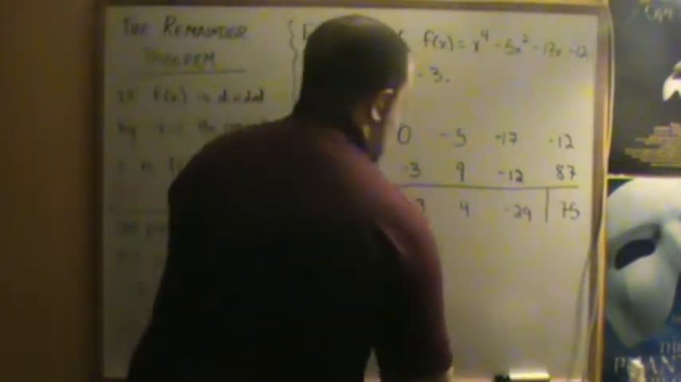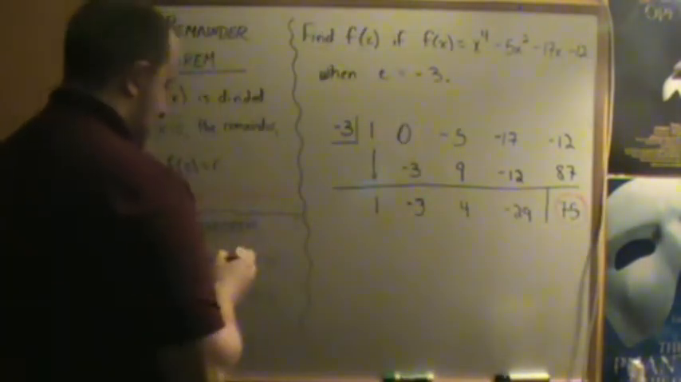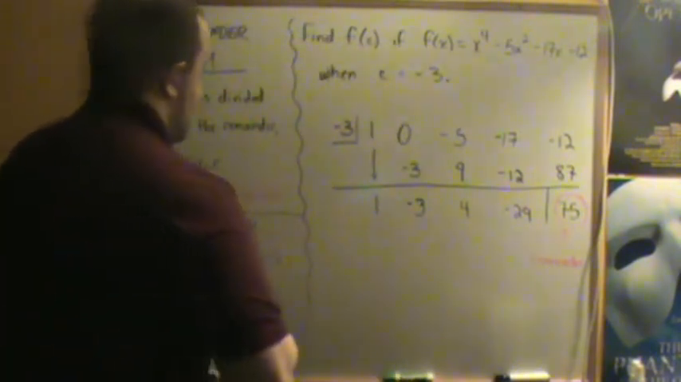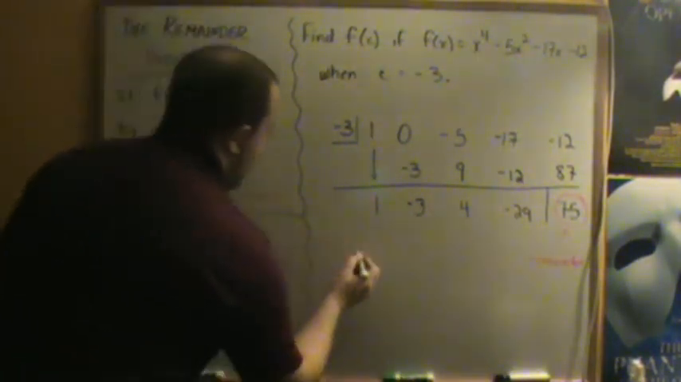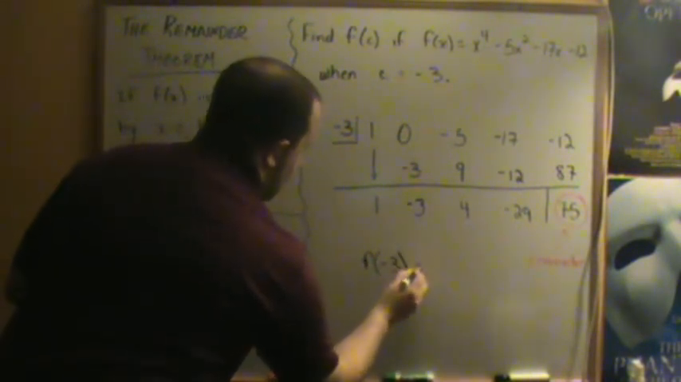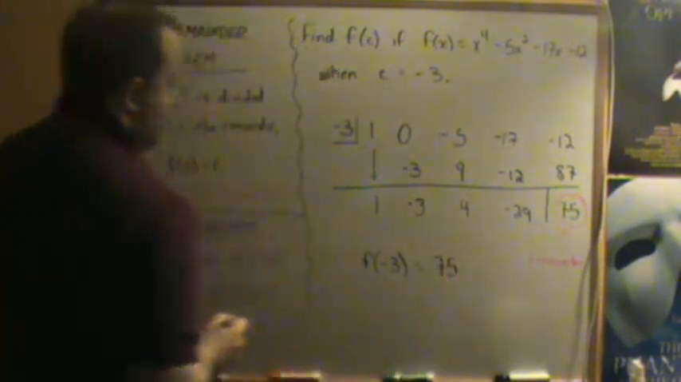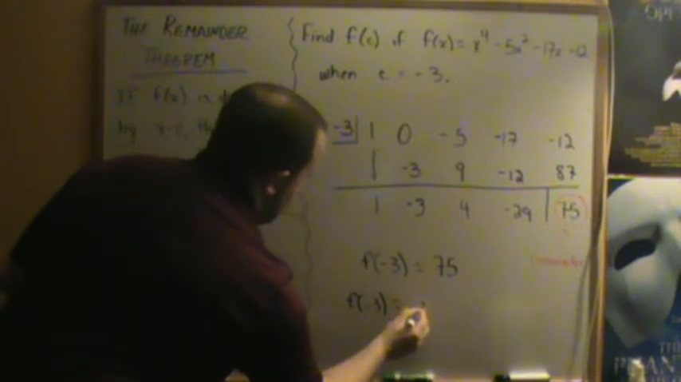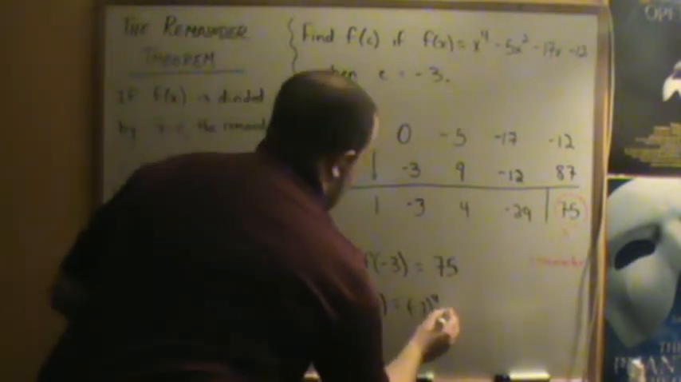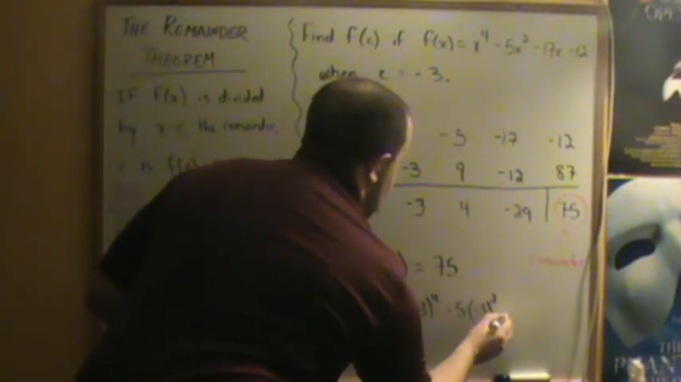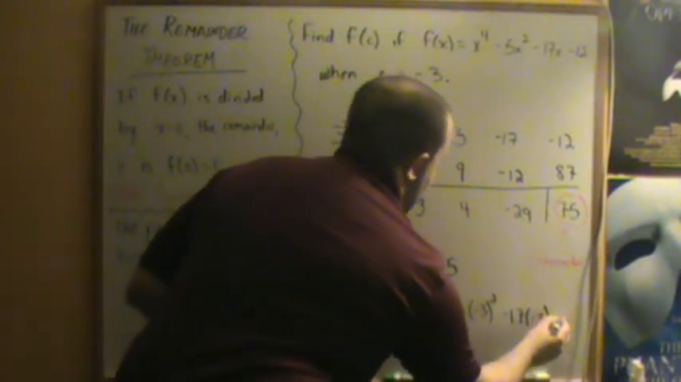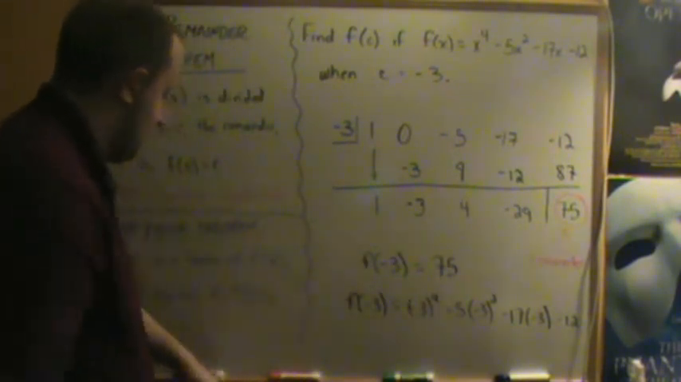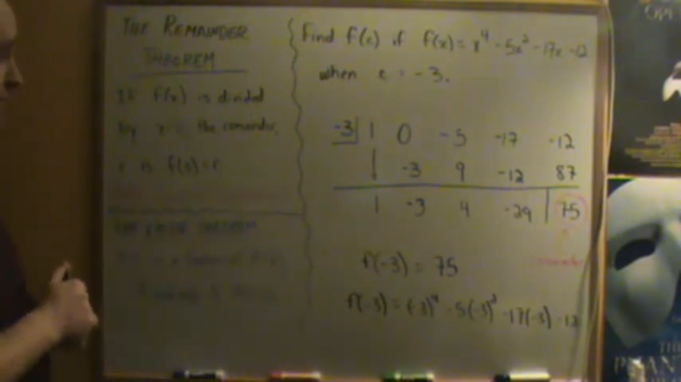And this value right here, that's our remainder, right? That's our remainder. It is the value of f of c. So this value of f of c, or f of negative 3, is equivalent to 75. And you could check this by doing f of negative 3 equals negative 3 to the fourth minus 5 times negative 3 squared minus 17 times negative 3 minus 12. You could check it that way, and you would still get 75 out of it. Now, that's basically what the Remainder Theorem says.